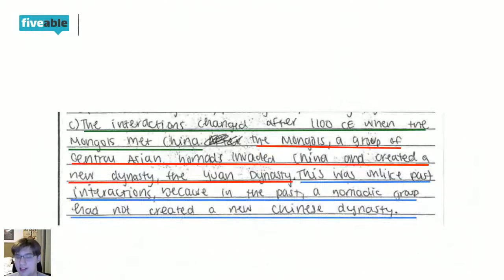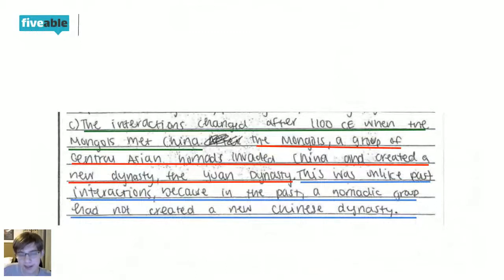And then they explain how that's a change. So you can see that blue line. I feel like the explain is definitely what I struggled with the most. I feel like most students can give an answer and give solid evidence. It's connecting the two and making that stronger connection between the two. So for this one, it says this was unlike past interactions because in the past, a nomadic group had never created a new Chinese dynasty.